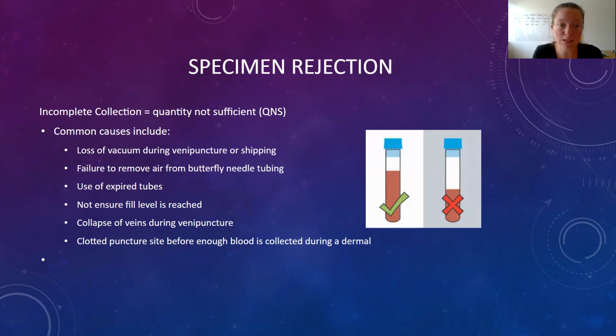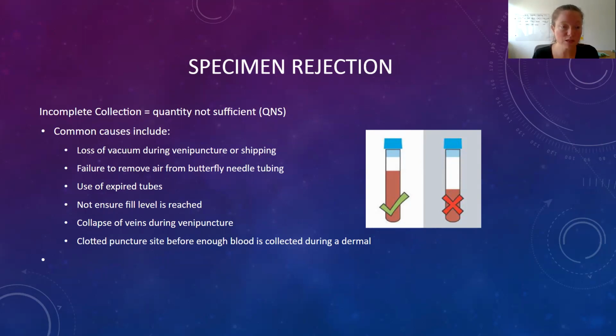Some other specimen rejections is an incomplete collection, or you might see it written as quantity not sufficient, QNS. They basically don't have enough blood to do the test that they need to do. Sometimes you'll see quantity not sufficient when there will be enough blood in the tube, but the additive to blood ratio is off, so we can't use that blood or we'd get erroneous results. The citrate tubes, which are our light blue tubes, always have to be filled to the fill mark. They have to be filled 100% or we can't use them.